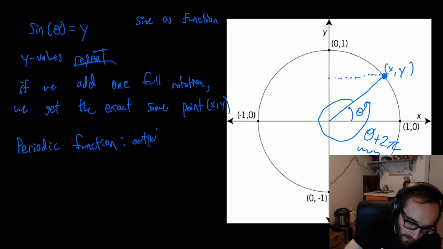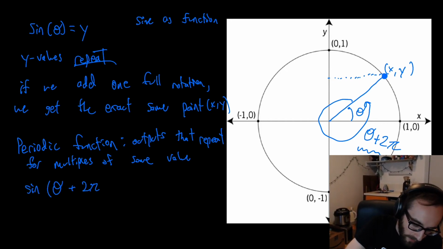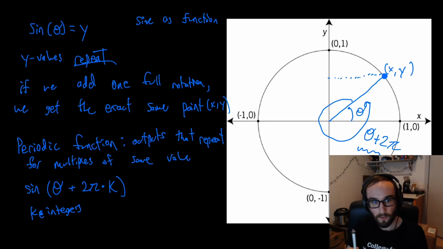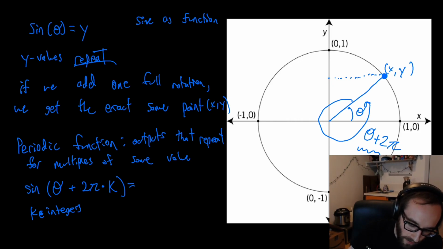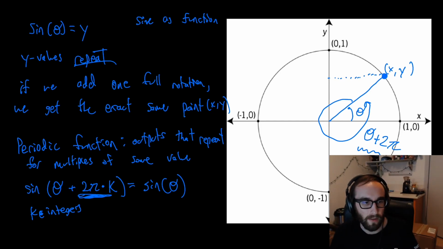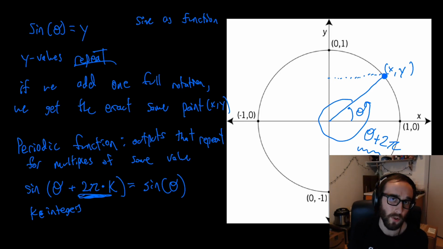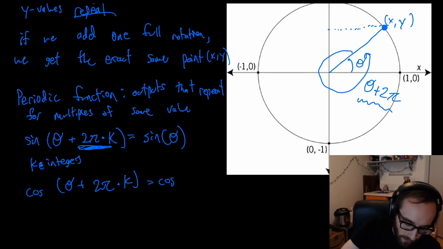Periodic functions have outputs that repeat for multiples of some value. So in this case, sine of theta plus 2 pi times k, if k is any integer, we could go 2 pi's around the circle, we could go 3 pi's around the circle. No matter how many times we add 2 pi, we'll end up in that same exact spot. Sine of theta plus 2 pi times k is equal to the y value of that original theta. So here we have the value that we're adding a multiple of, and then the output remains the same no matter how many times we add it. And this also happens with cosine. So cosine of theta plus 2 pi times k is equal to cosine of theta.